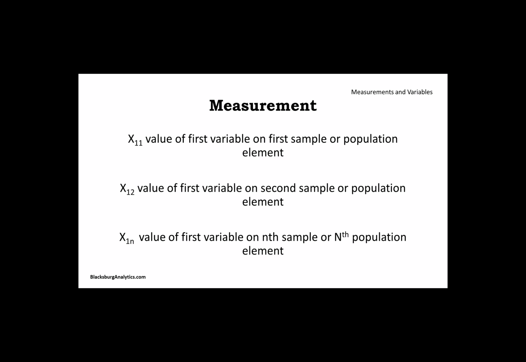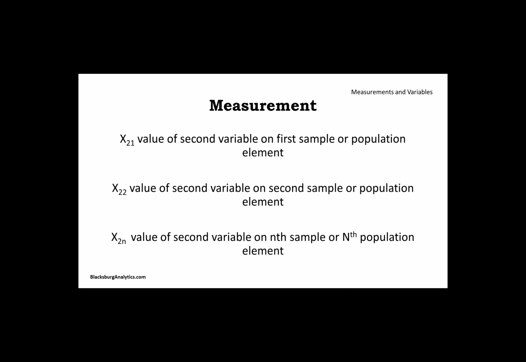The measurement of the first variable on the first element is called x sub 1, 1. On the second, x sub 1, 2, and so on up to x sub 1 n, the number in the sample. The measurement of the second variable on the first element is x sub 2, 1. On the second element, x sub 2, 2, and on up to x sub 2 n.